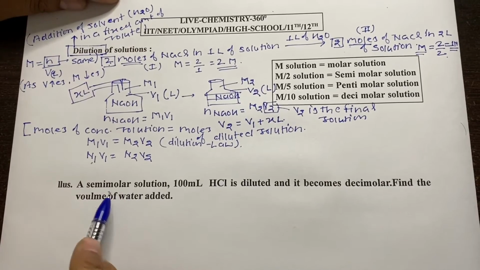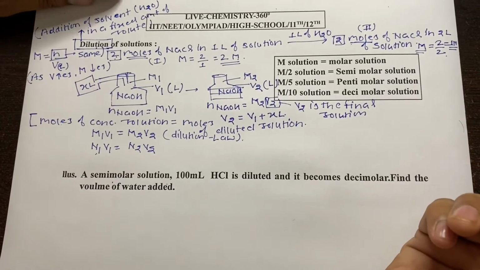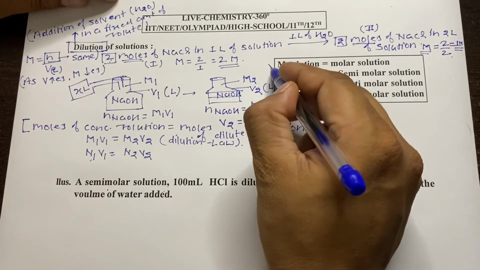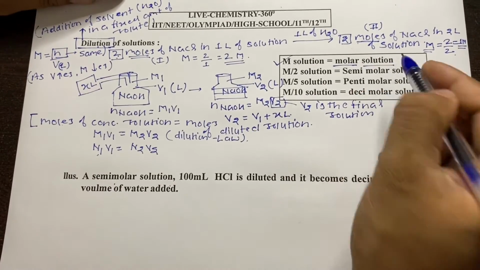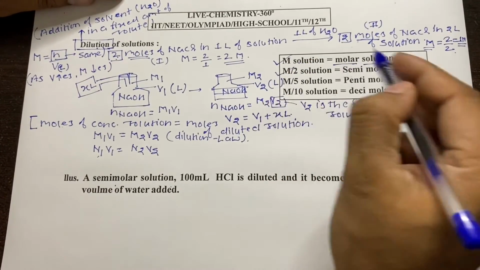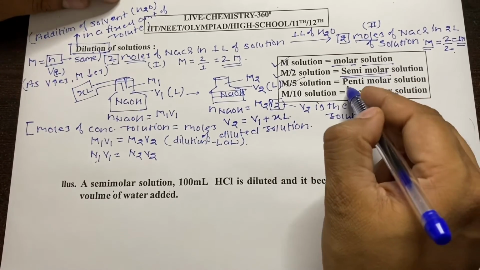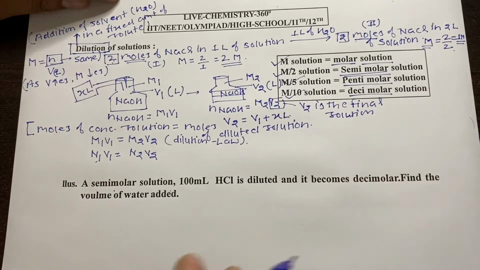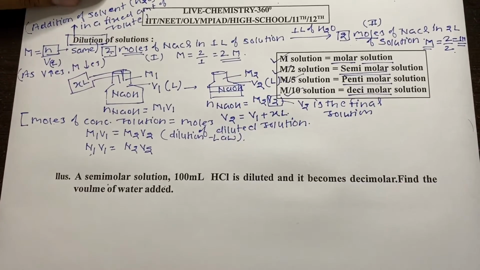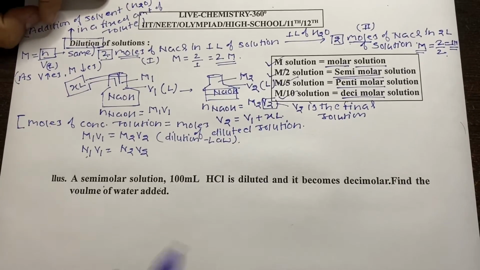Before we start solving problems on dilution, we should learn some more terms. If it is given that M solution, it means molar solution; M by 2 solution means semi-molar solution; M by 5 stands for pentimolar solution; and M by 10 stands for decimolar solution. Now we can apply the dilution concept in the questions one by one.